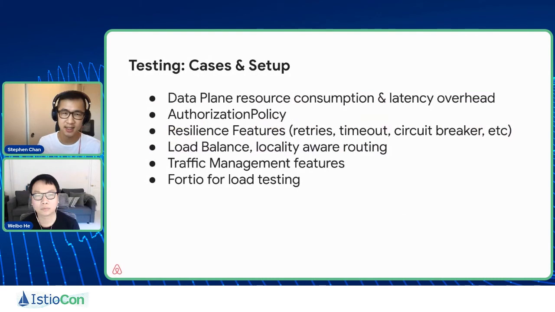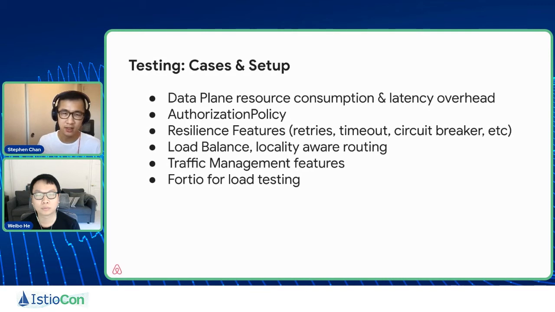In the last slide, I talked about running integration tests before deploying the control plane to prod. Let's talk about some of the test cases that we check before each control plane and data plane deploy. The most important features are around the overhead of the data plane in terms of resource consumption and latency. We also test key security, resilience, and traffic management features.